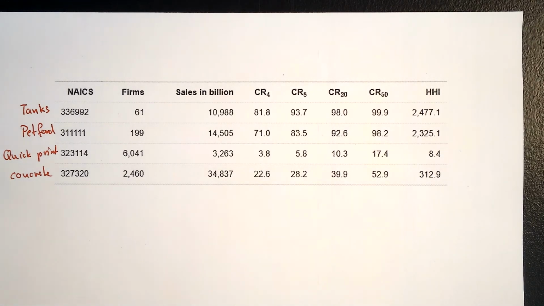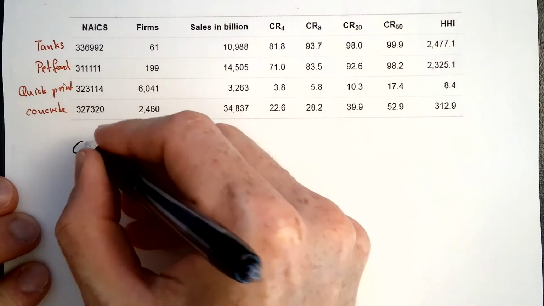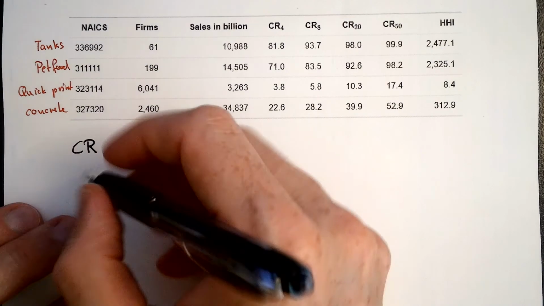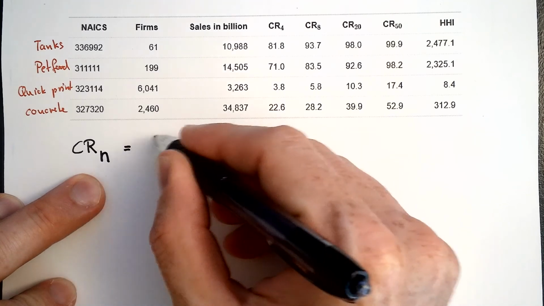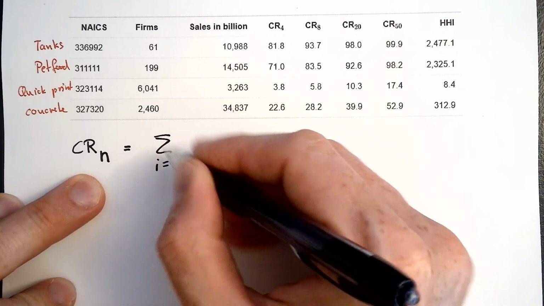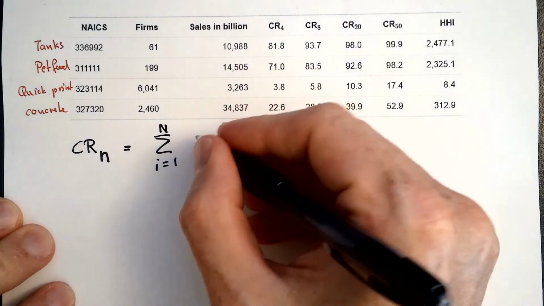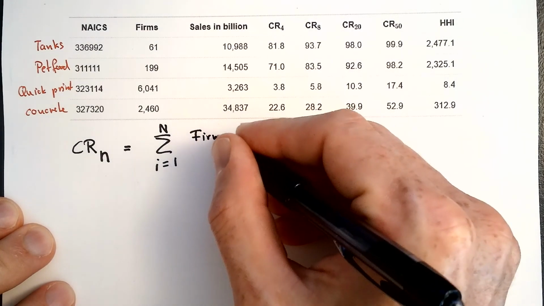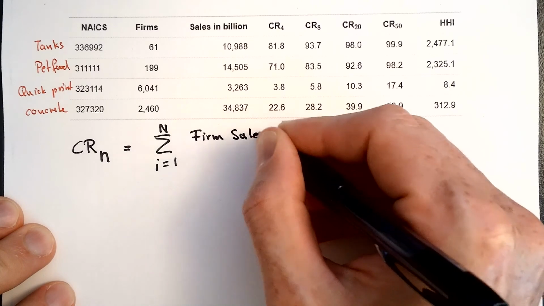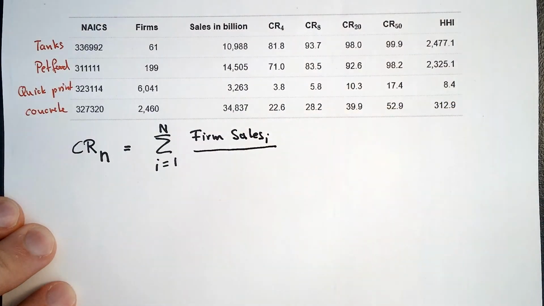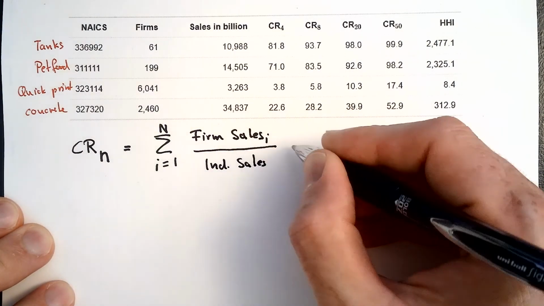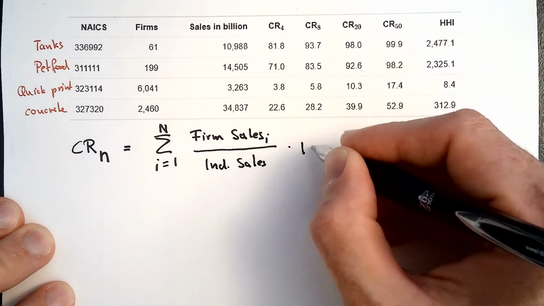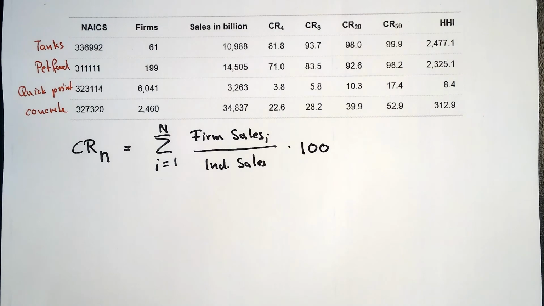The concentration ratio, let's call it CR, is defined as follows. You take the N leading firms, and you take the sales of an individual firm i and divide it by the industry sales. You multiply this by 100, and you take the sum of those individual measures.